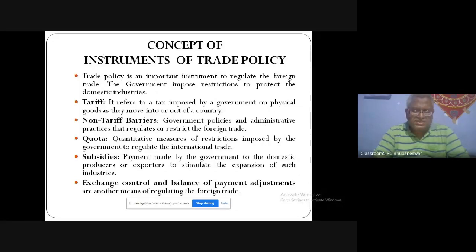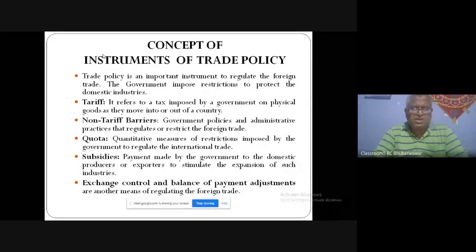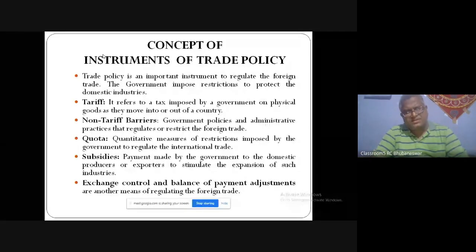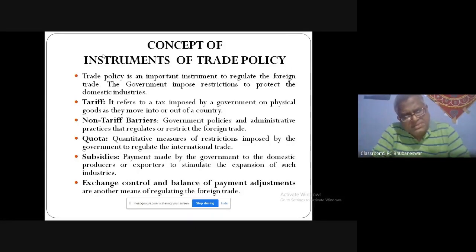Another one is subsidies. Subsidies mean the payment made by the government to domestic producers or exporters for expansion. Sometimes the subsidy can be given by the government to promote goods or to expand the goods. The best example of subsidy is artisans' goods, or handicraft goods, or you may call them MSME products, micro, small and medium scale enterprises products.